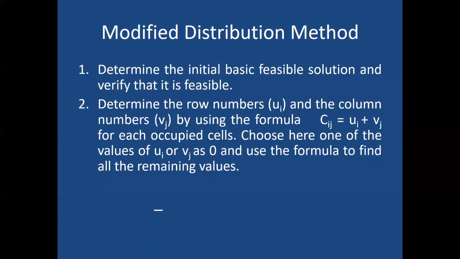Ui and Vj. The formula which we use to calculate the values of the row numbers and the column numbers is Cij equal to Ui plus Vj. And it has to be used only for the occupied cells. So whenever you are finding the values of row numbers and the column numbers, see that you make use of the occupied cells and the cost which is given in that particular cell.